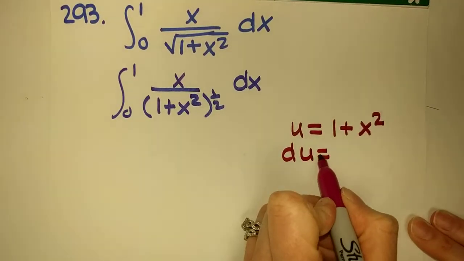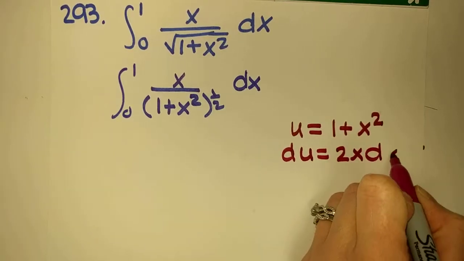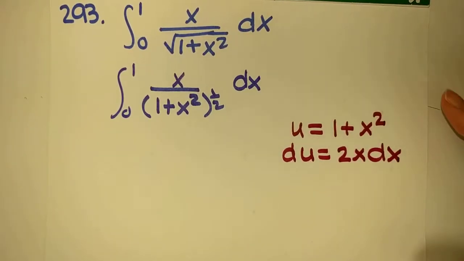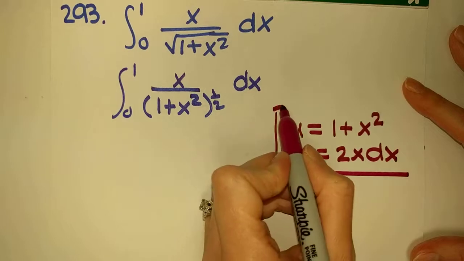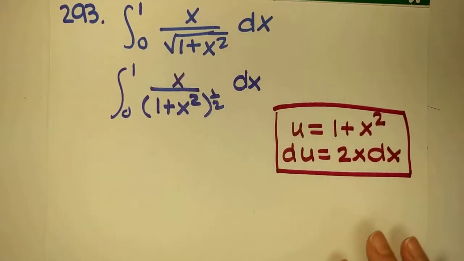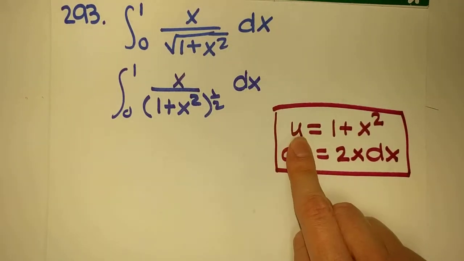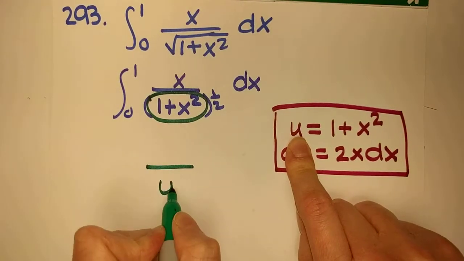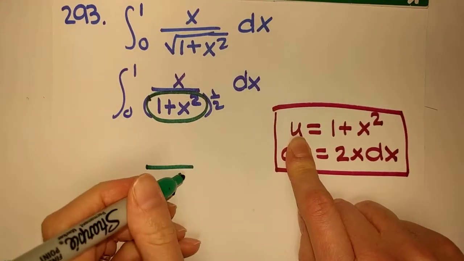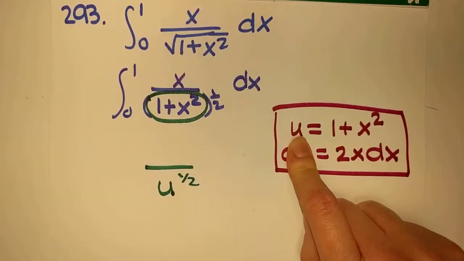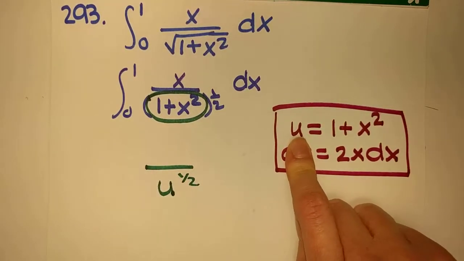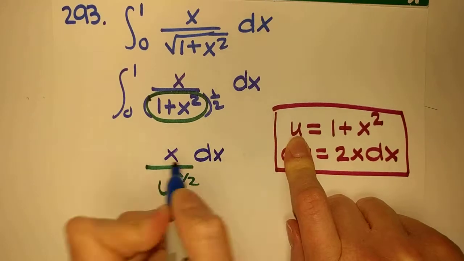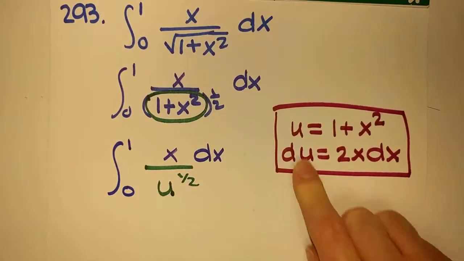My du will then be 2x dx. All right, now using this u and du definition, we're going to substitute in. So I start with what u tells me. U tells me that all of this 1 plus x squared is going to become a u in the denominator and then raised to the 1/2 power. That leaves us to contend with x dx and 0 to 1.